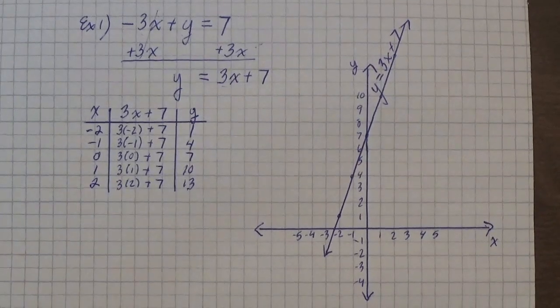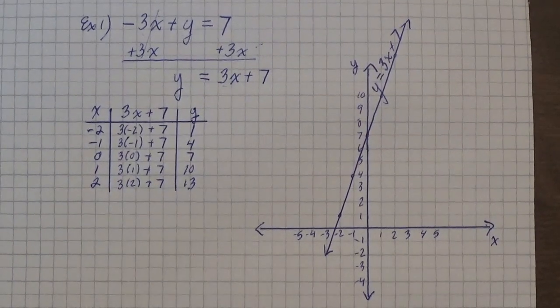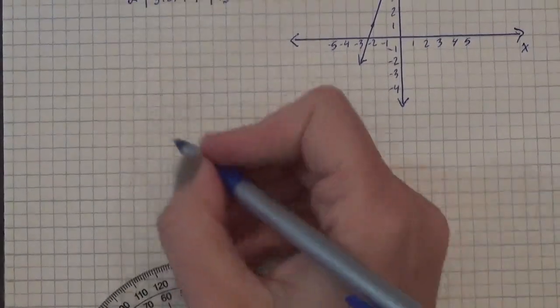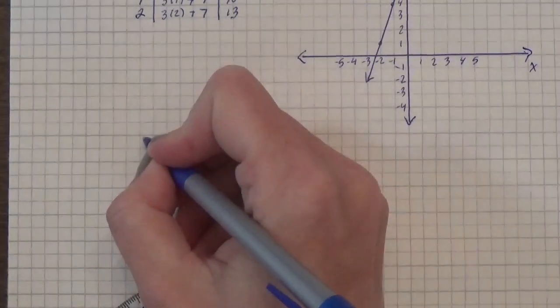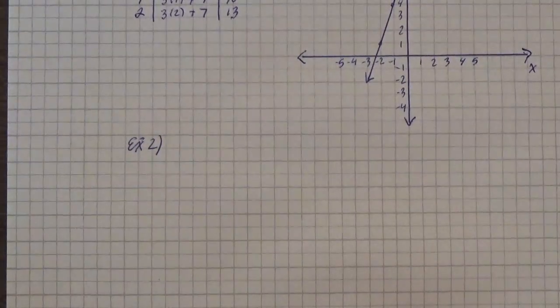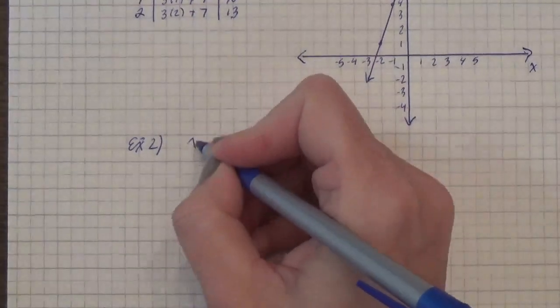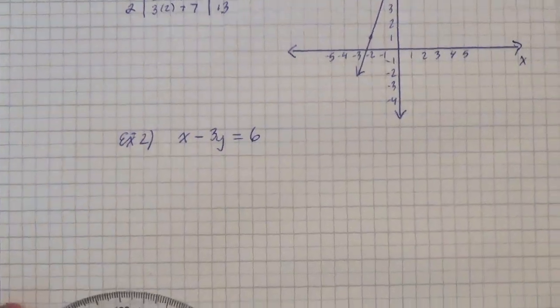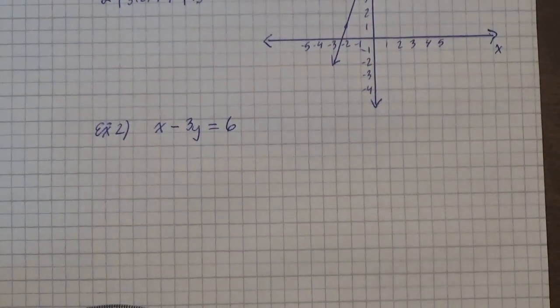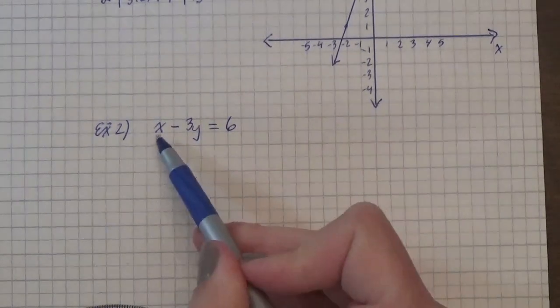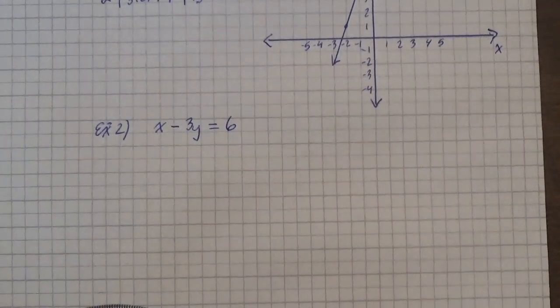Okay, so let's practice just a couple more changing the equations, and then you guys can get to your practice. So let's say this is example 2, and they're going to give you the problem x minus 3y equals 6. Again, my goal is to try to get y by itself. So chip away on the outside. This is a positive 1x.